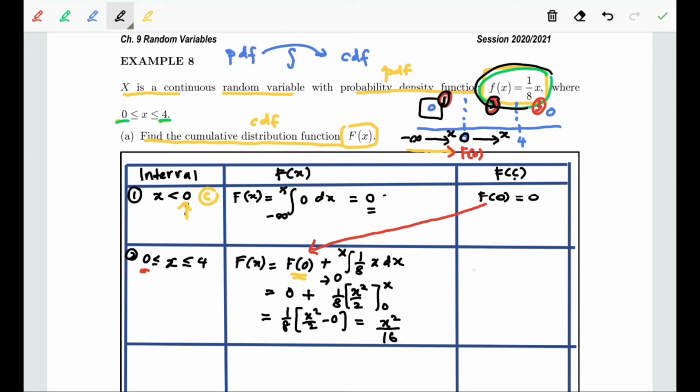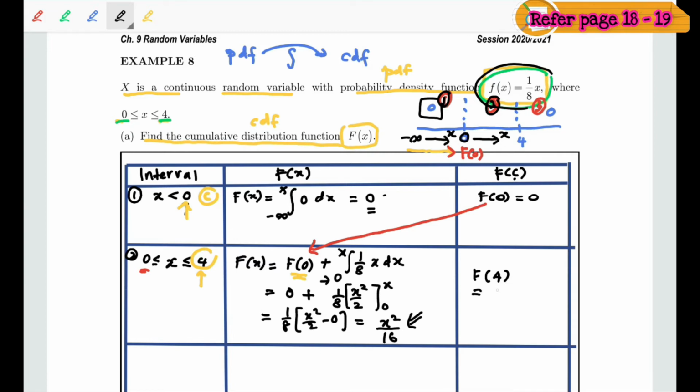Then for the last column, we are going to find f of 4. Why should it be 4? Because this c is actually the upper limit for that interval, and the upper limit here is 4. So how are we going to find f of 4? We have to substitute 4 into this function, the fx that we have found. So we substitute 4 squared over 16, and you get 1 for this part.